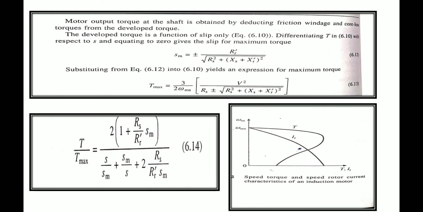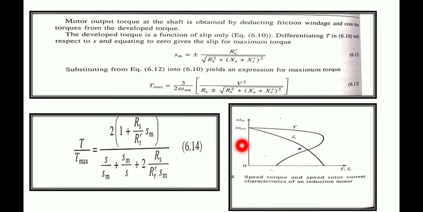Now we will take the ratio. The torque is going to be expressed in terms of Sm, the slip for maximum torque, and T max itself. Based on this, we can draw the nature of speed as well as torque. Here omega ms is the synchronous speed and omega m will be the rotor speed itself.